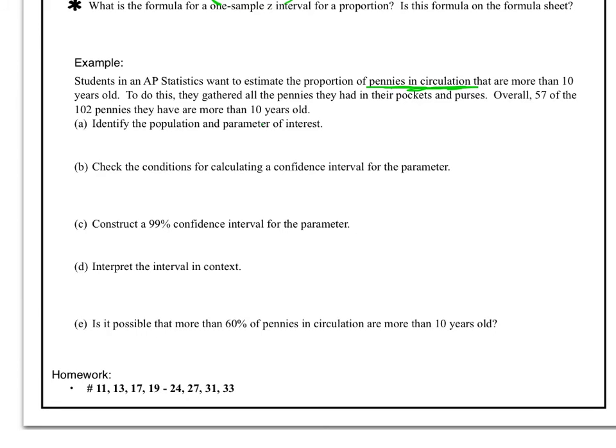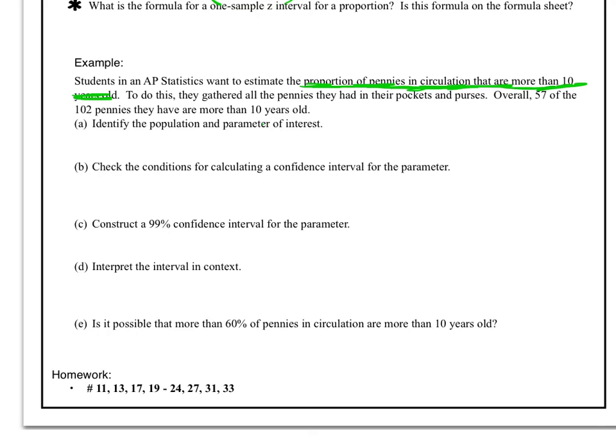Okay? The parameter is going to be what we're interested in finding out about the population. And that's going to be this proportion of pennies in circulation that are more than 10 years old. That's our parameter.